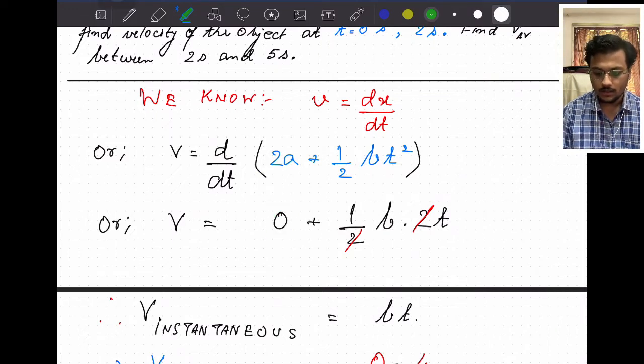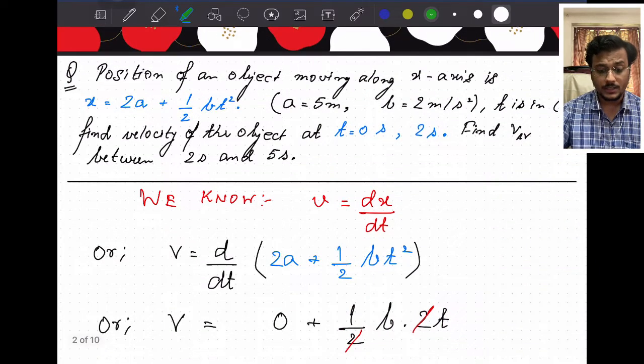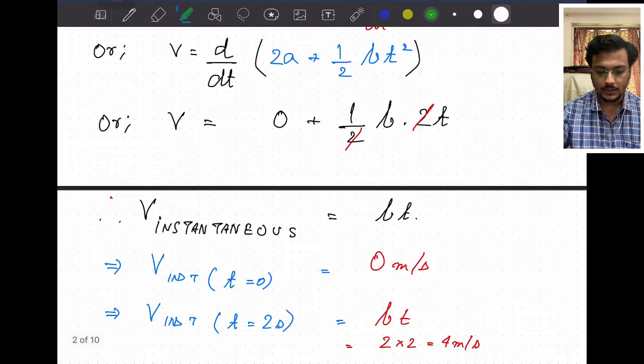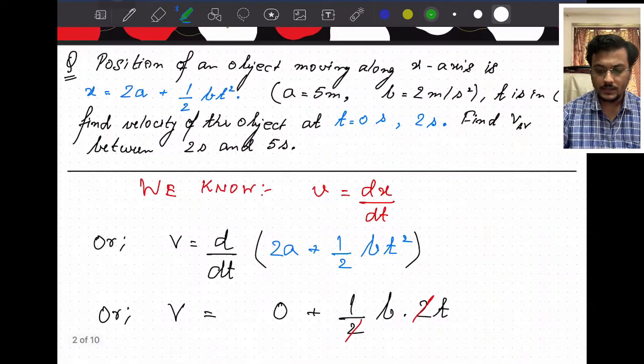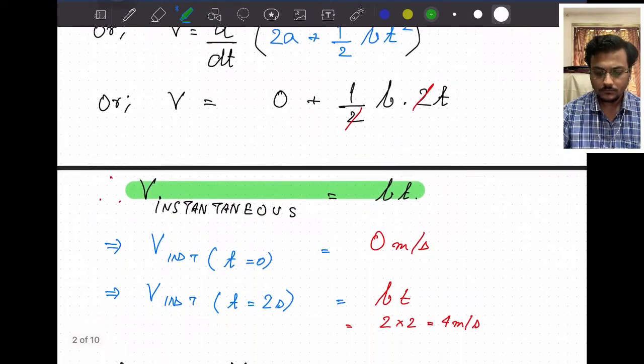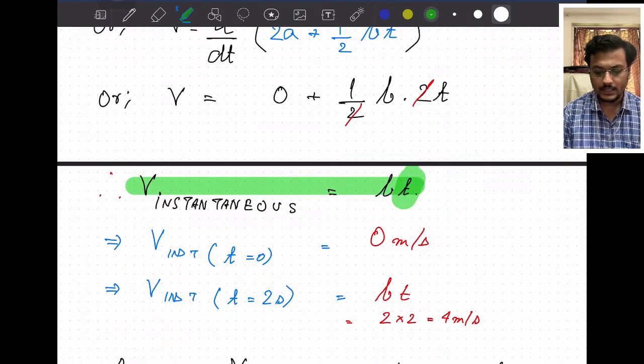And similarly, let's move on. Derivative of half bt square will give us half b, which is again constant, and d/dt of t square will leave us with 2t. So the instantaneous velocity of the particle throughout the motion is given by the equation v equals b times t, where b is the constant. The value of the constant has been stated to be 2 meter per second square, and in this case we have seen that this is a time dominated equation. Obviously velocity depends upon time.